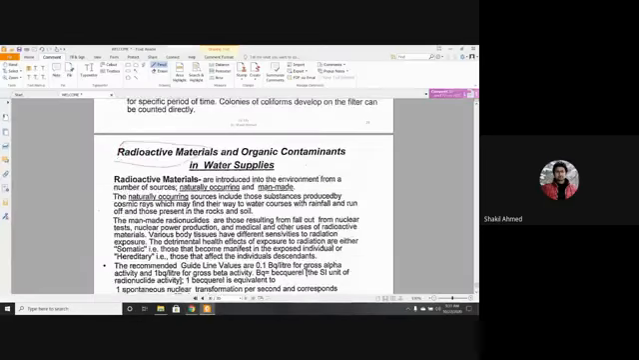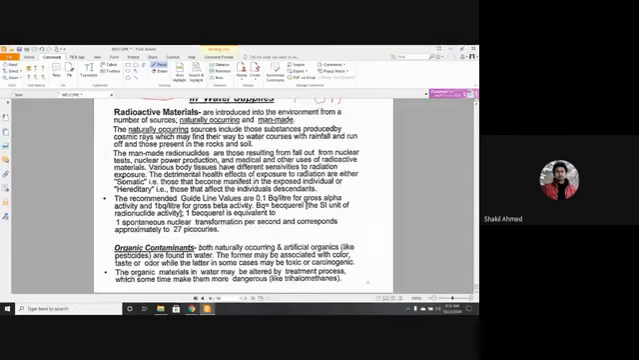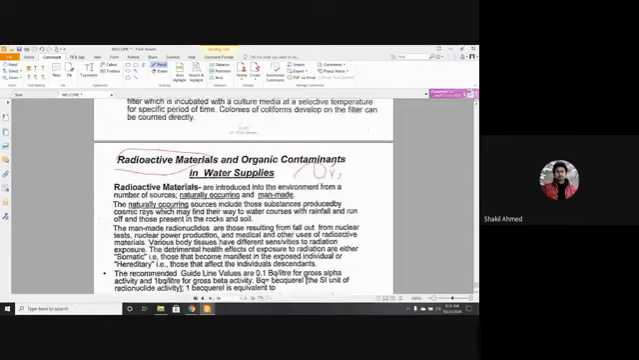Now, radioactive materials. Nowadays we see there are a lot of radioactive materials in our water, that can be uranium, right, and other materials. And, you know, this can radiate, okay, and this can cause cancer.